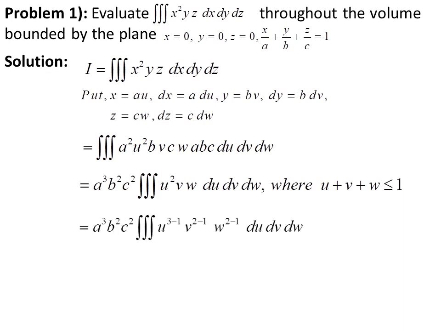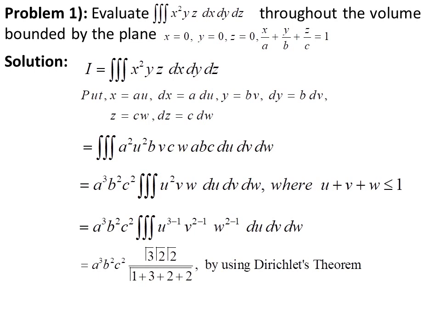So further this is evaluated as a cube b square c square triple integration u raised to 3 minus 1. So we have to write down the power of u in terms of l minus 1. Then v raised to 2 minus 1, w raised to 2 minus 1 into du dv dw. Now both of the conditions of Dirichlet theorem are met over here. So we can apply Dirichlet theorem directly to evaluate this.